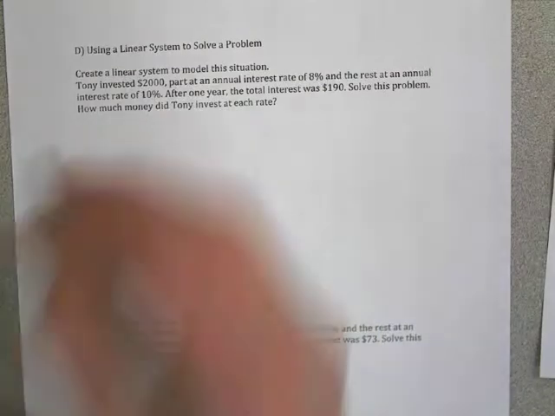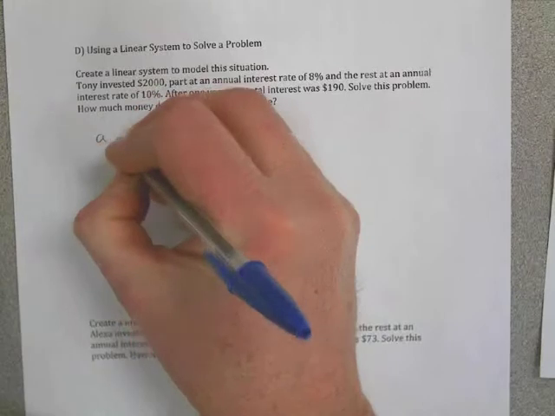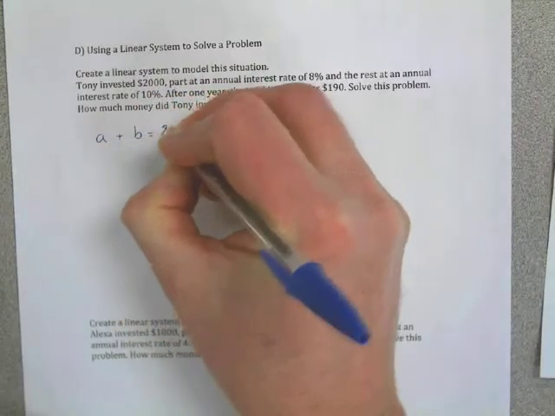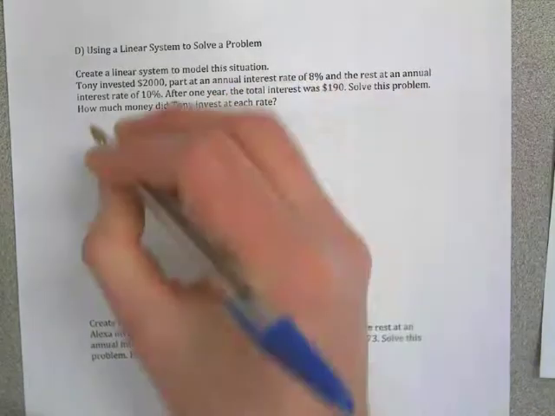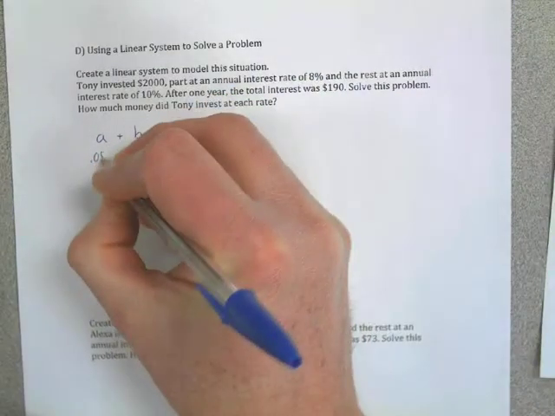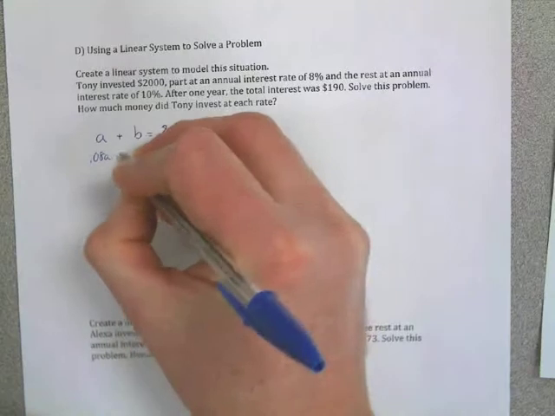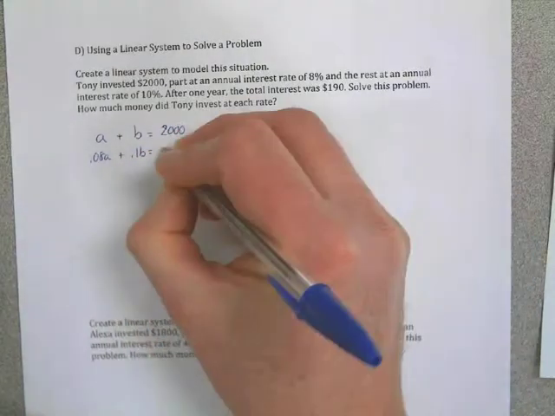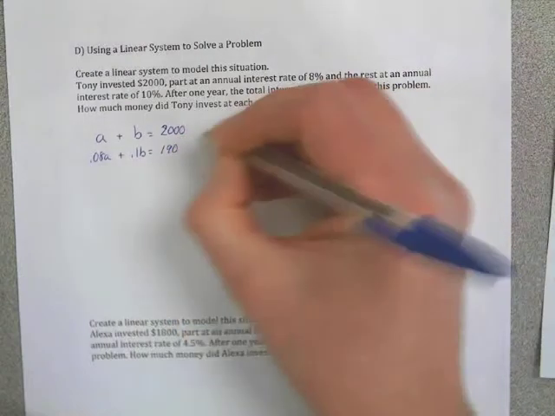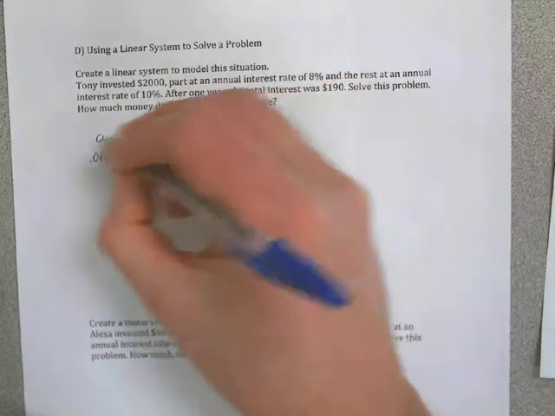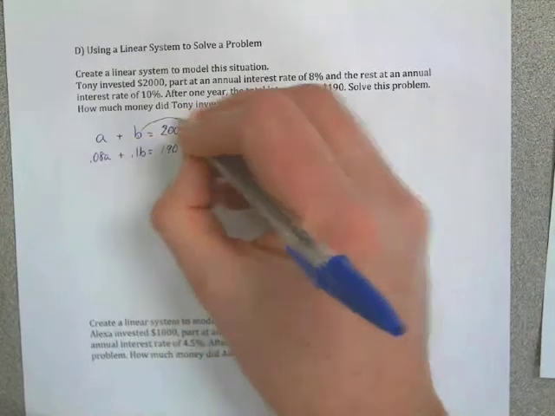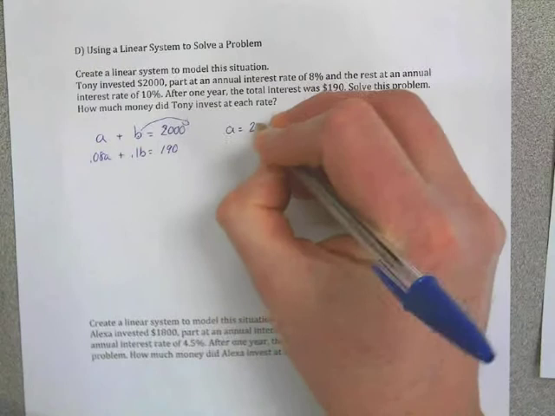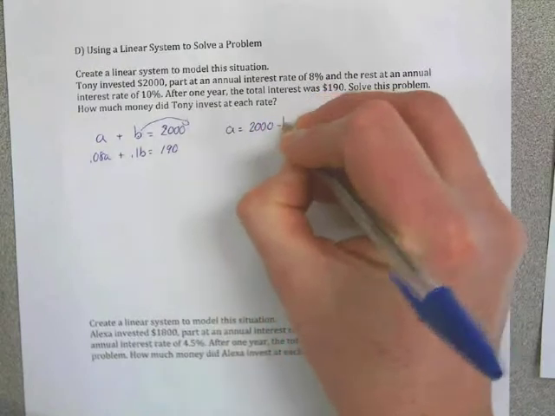So he invested some money at A and B, and he made sure that he invested $2,000. So that means A plus B is 2,000. Then 0.08A, because that's 8%, plus 0.1B, which is 10%, and he made $190 for that. For substituting, I'm going to play with the first one because it's easy to play with. So the B is going to come over, and I get A is equal to 2,000 minus B.